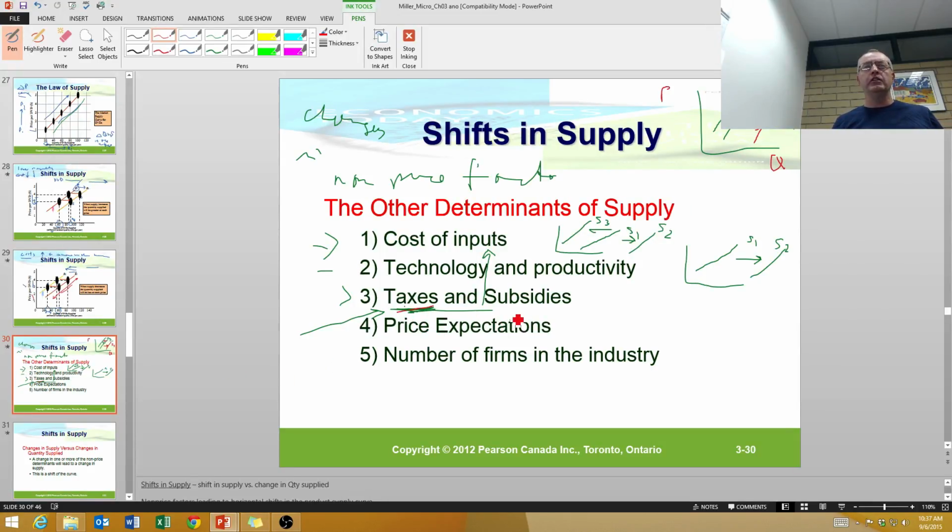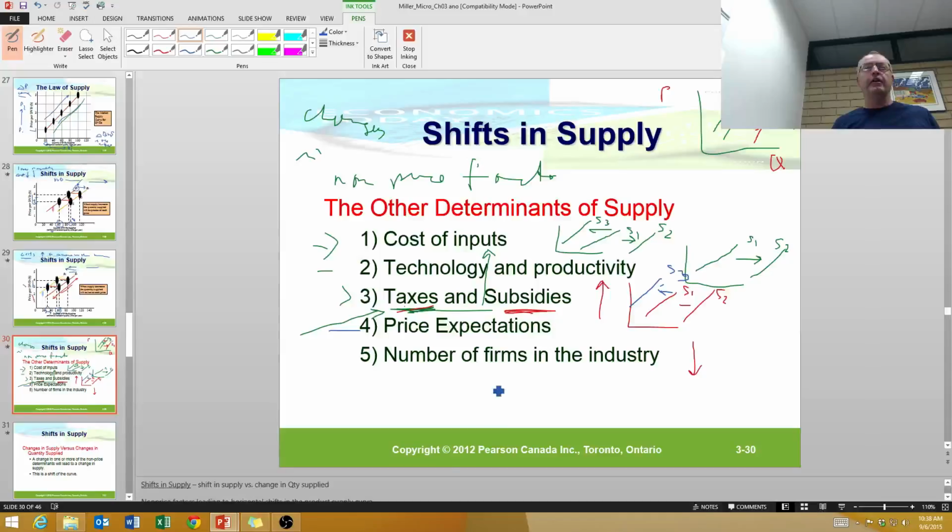And likewise, subsidies effectively lower taxes. Subsidies effectively lower cost to producers. So if the value of subsidies increases, that decreases the supplier costs, and the supply curve will shift to the right. And if subsidies decrease, that means the relative cost to producers increases, and the supply curve will shift to the left.